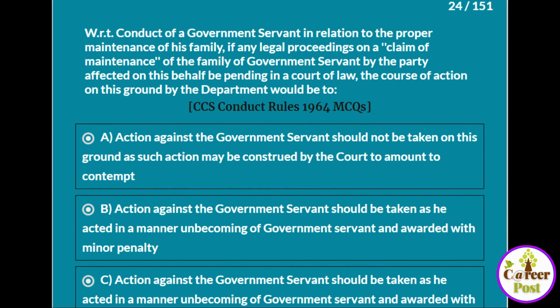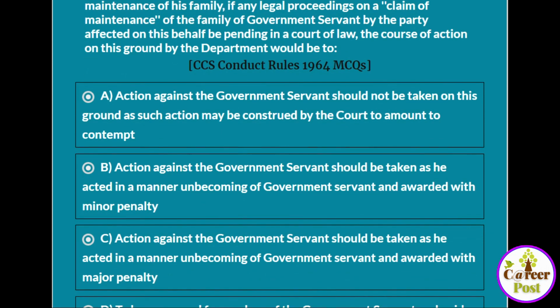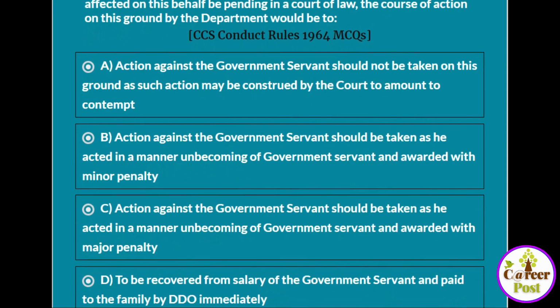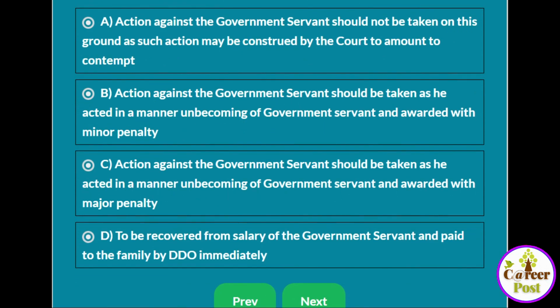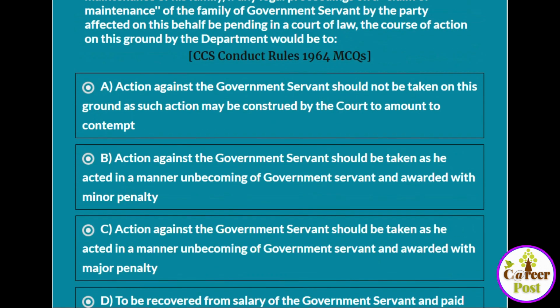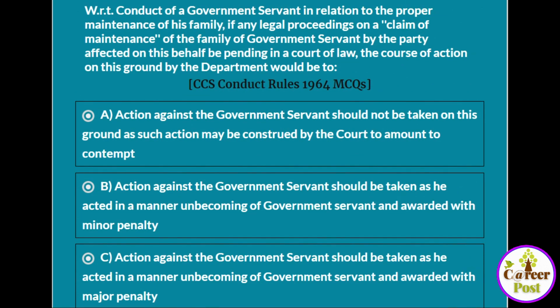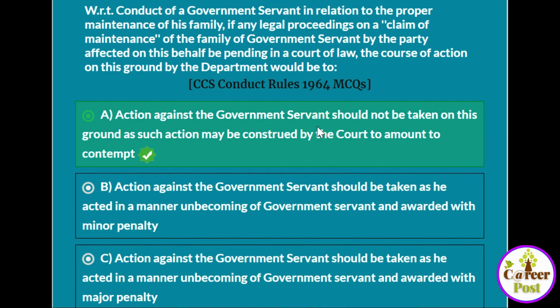The action against the government servant should not be taken on this ground, as such action may be construed by the court to amount to contempt. Or, action against the government servant should be taken as he acted in a manner unbecoming of a government servant and awarded a minor penalty. Or, action against the government servant should be taken as he acted in a manner unbecoming of a government servant and awarded a major penalty, to be recovered from the salary of the government servant and paid to the family by the DDO immediately. Here the course of action would be the action against the government servant should not be taken on this ground, as such action may be construed by the court to amount to contempt.